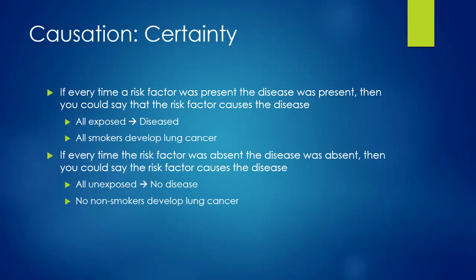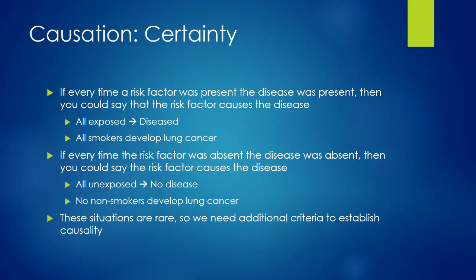So if we had a situation where everyone who was exposed developed the disease, for example, if all smokers developed lung cancer, or if everybody who was unexposed did not get the disease, in that case, no non-smokers develop lung cancer, then we would be pretty confident that the risk factor was associated with the disease. But these situations are very rare. We probably all know people who have smoked and who don't develop lung cancer. It's still a very rare outcome. And conversely, there are clearly people who have not smoked in their lifetime, but who do develop lung cancer. So in most situations, we need some other criteria to help us determine whether there's a causal association between exposure and outcome.